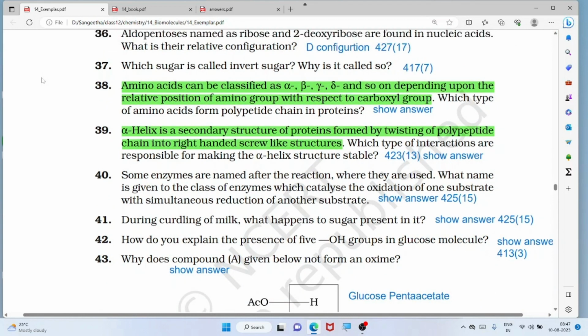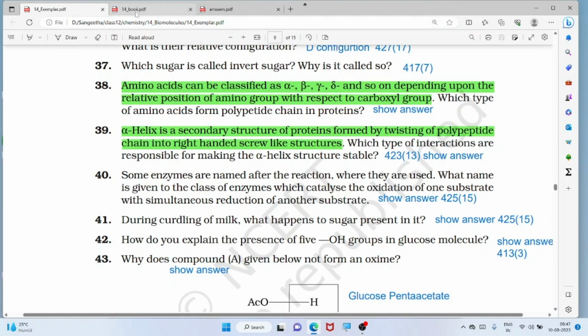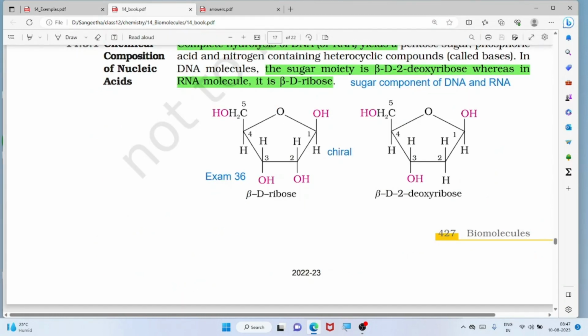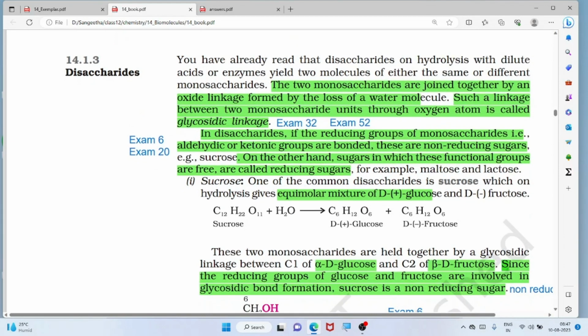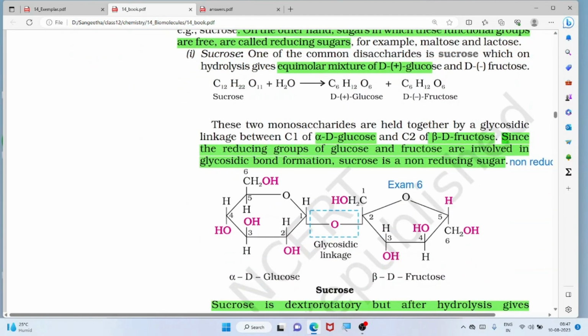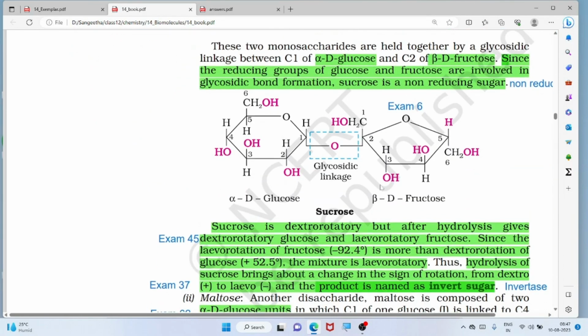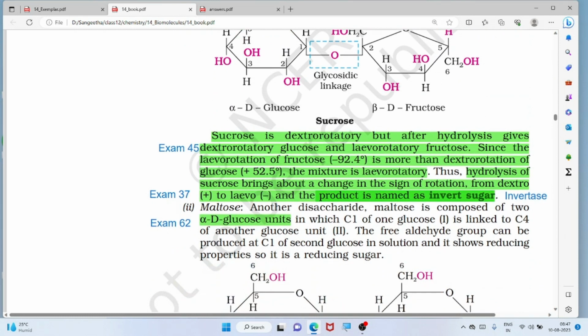Which sugar is called the invert sugar? Why is it called that? The hydrolysis of sucrose brings about a change in the sign of the rotation, from plus to minus. That is why it is called invert sugar. Sucrose is invert sugar.